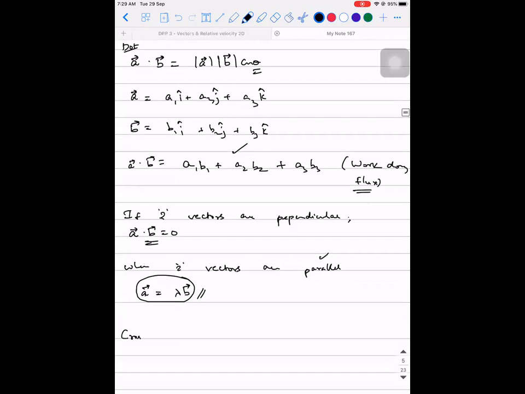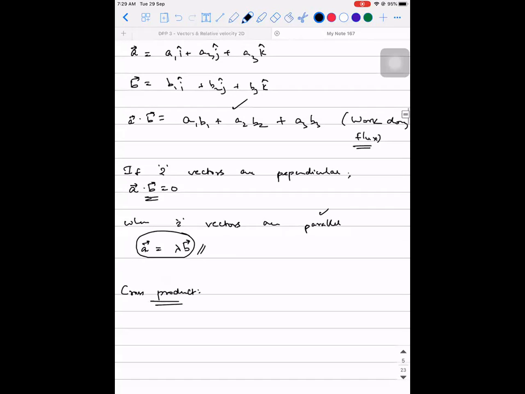Similarly, what do you mean by cross product? What is A vector cross B vector? Magnitude of A vector, magnitude of B vector, sin theta, and you put an n cap. This n cap is very, very important. It is called a normal vector. We have applied this so many times this year. The normal vector is perpendicular to both A vector and B vector.